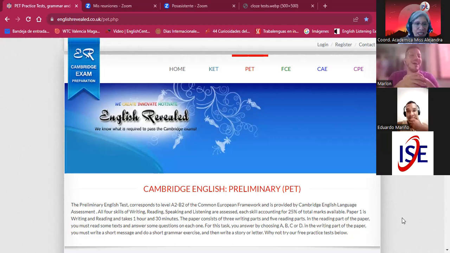In each level you have A1 minus, A1, A1 plus, A2 minus, A2, and A2 plus. It's the same with B1. I guess C is just for natives. Whatever people could study C level.